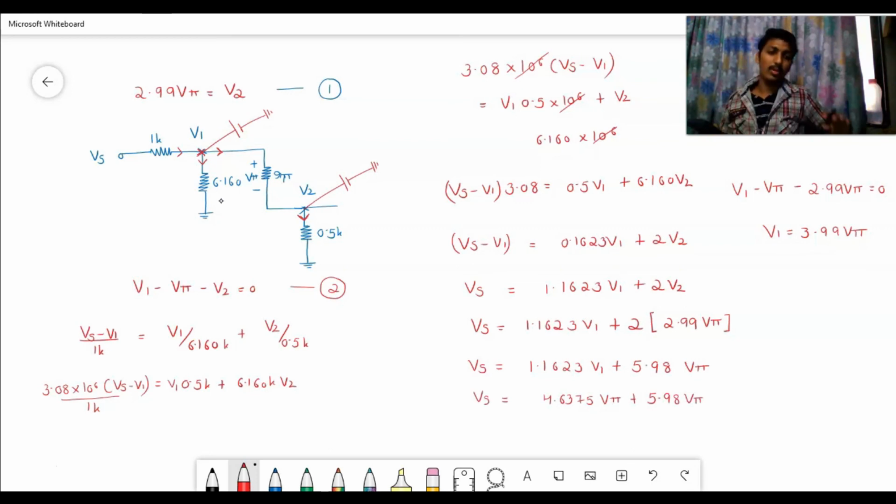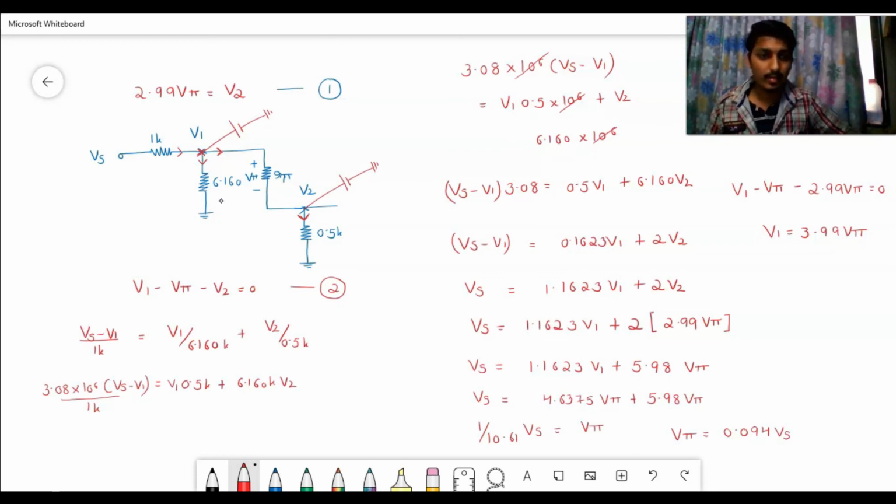You can see the whole equation turns out to be in V pi, and Vs is on the left hand side. So we will equate this. It comes out to be 10.6 divided by 1, Vs equals V pi. So 1 divided by the answer is nothing but 0.094. So V pi comes out to be 0.094 Vs.